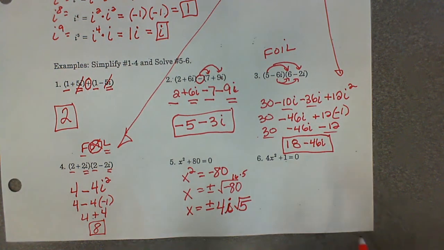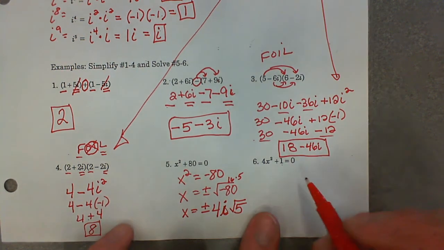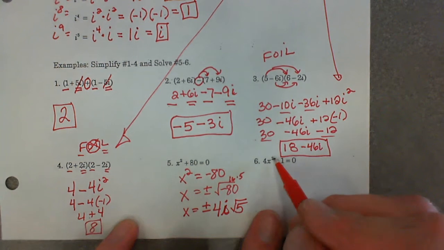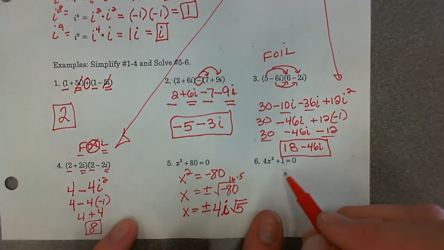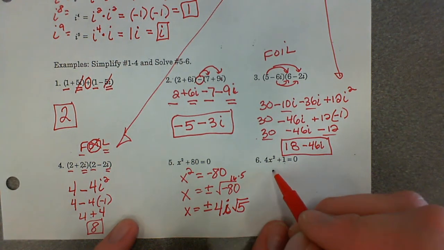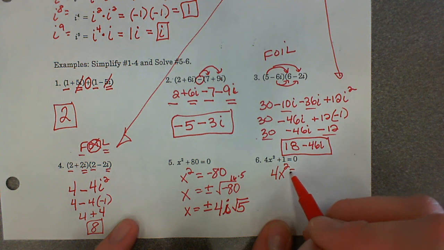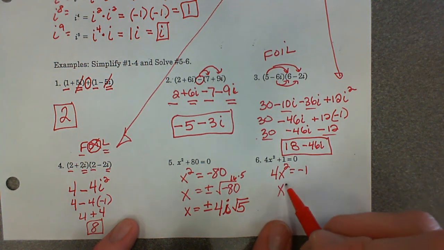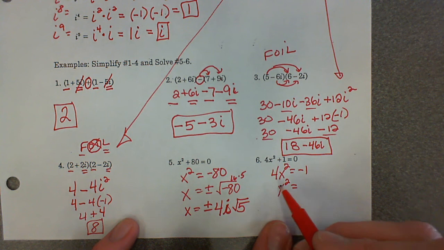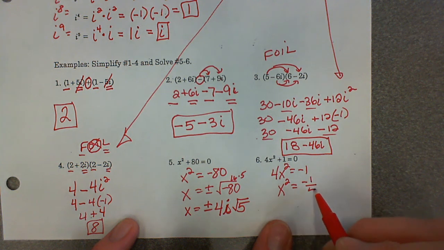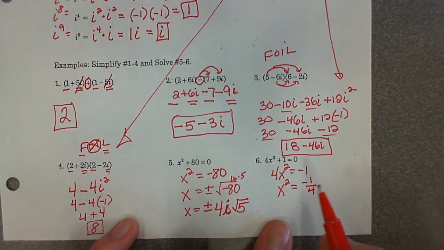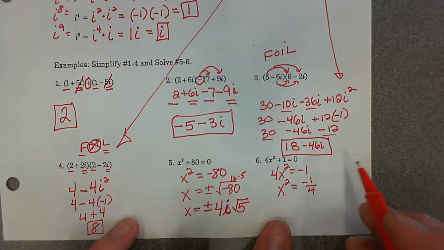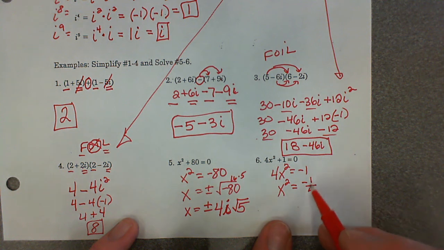Now, on the last one, we're also solving here. So again, we're going to get rid of the exponent last. So let's bring over the 1 first. So this is 4x squared equals negative 1. Got to move the coefficient next. So this is x squared equals negative 1 divided by 4. And I would leave it like this because the next step is to take the square root. And there's something very nice about the numbers 1 and 4.